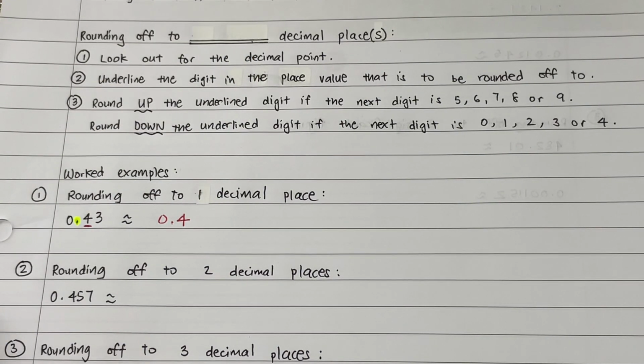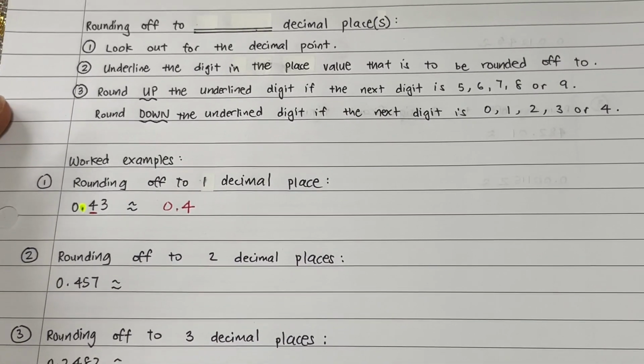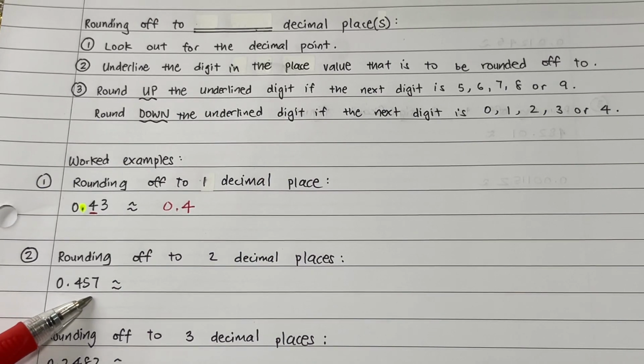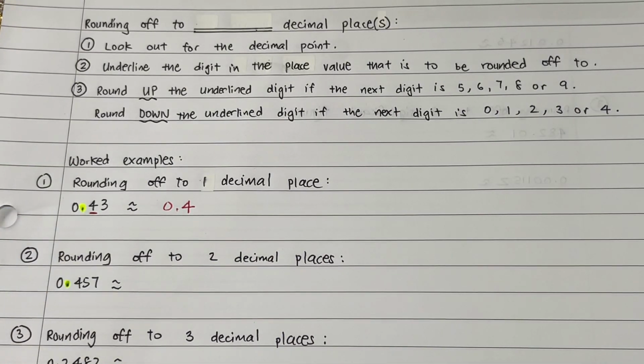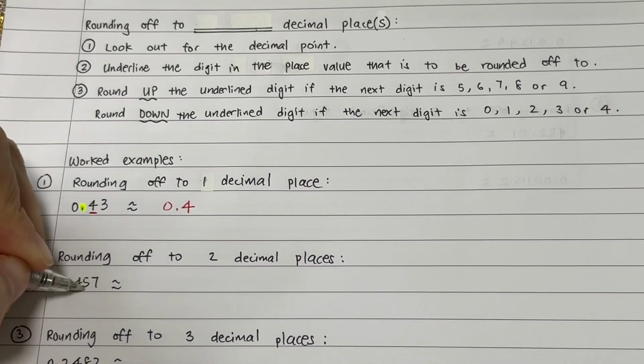Next, let's take a look at the next question. Rounding off to 2 decimal places. And here we have 0.457. Let's first look out for the decimal point. That's what I have highlighted. Next, underline the digit in the place value that is to be rounded off to. So looking back at the question, it says round off to 2 decimal places. Okay, so after this decimal point, I need to look at the second digit after that. So 1, 2, I'll underline 5.